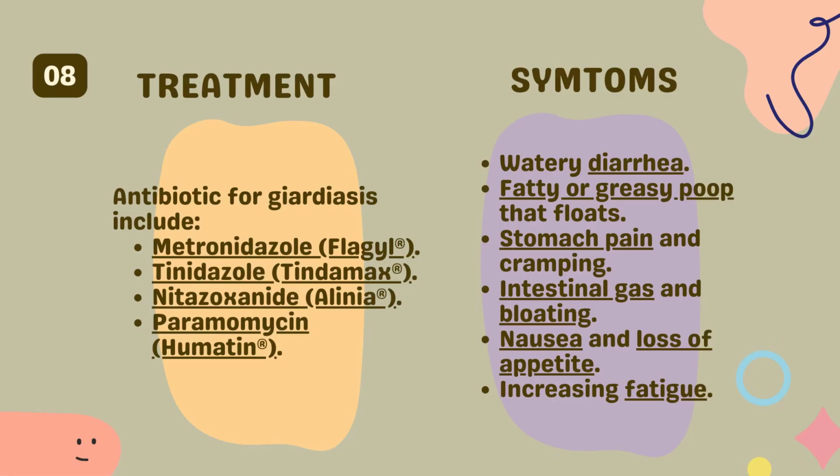So this is how to treat Giardia lamblia: metronidazole, tinidazole, nitazoxanide, and paromomycin. And also, there are the symptoms of Giardia lamblia. The first is watery diarrhea, fatty or greasy poop that floats, stomach pain and cramping, intestinal gas and bloating, nausea and loss of appetite, and increasing fatigue.